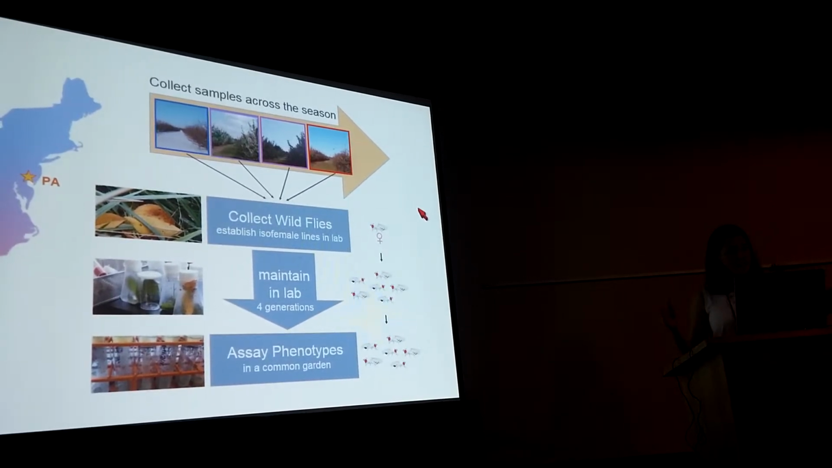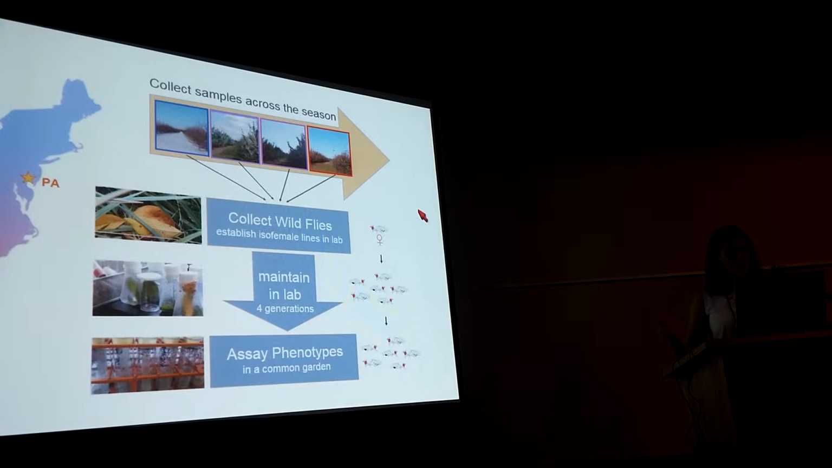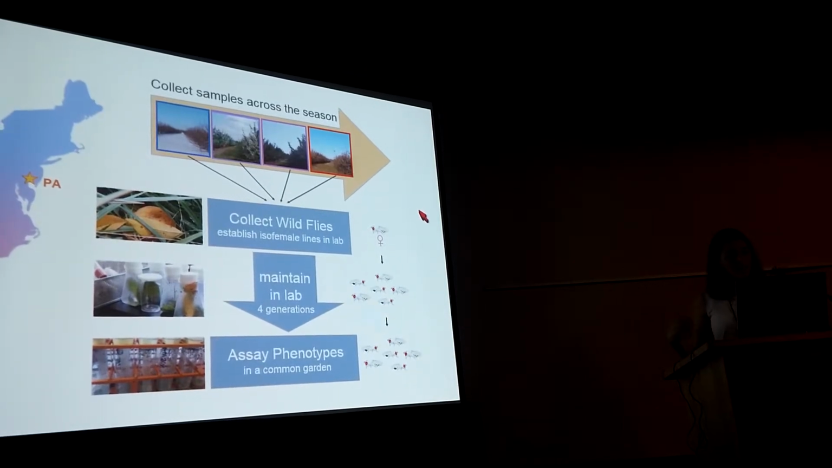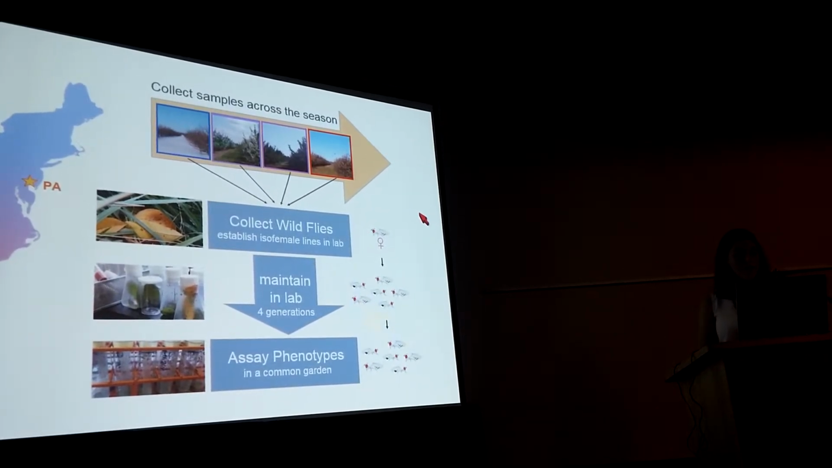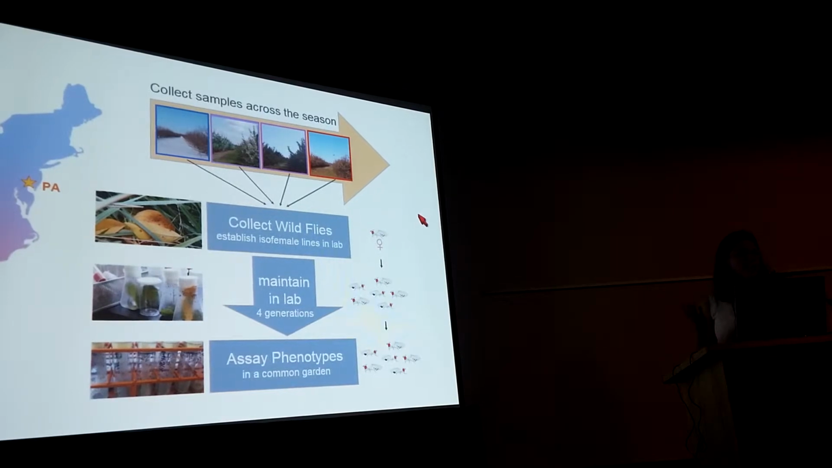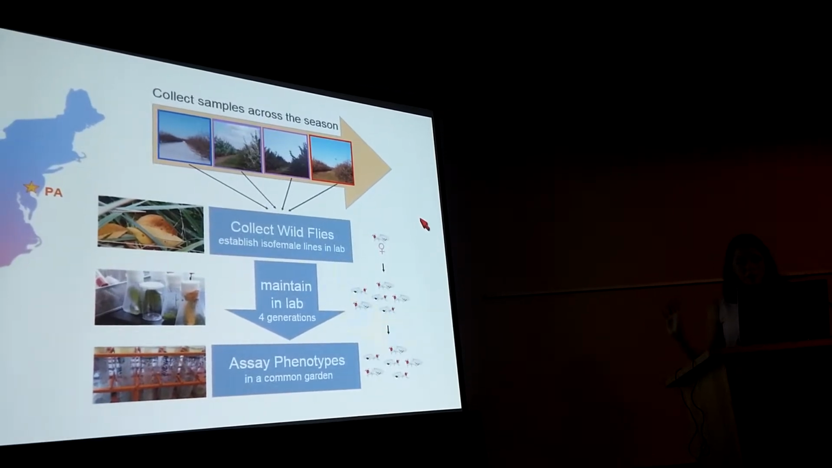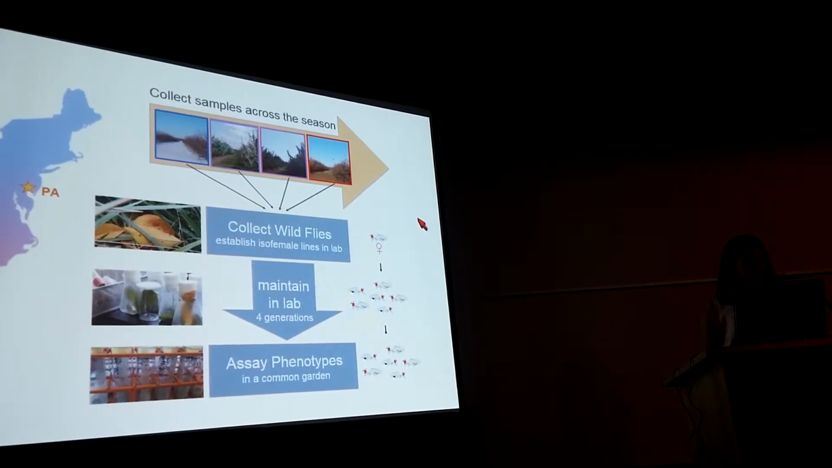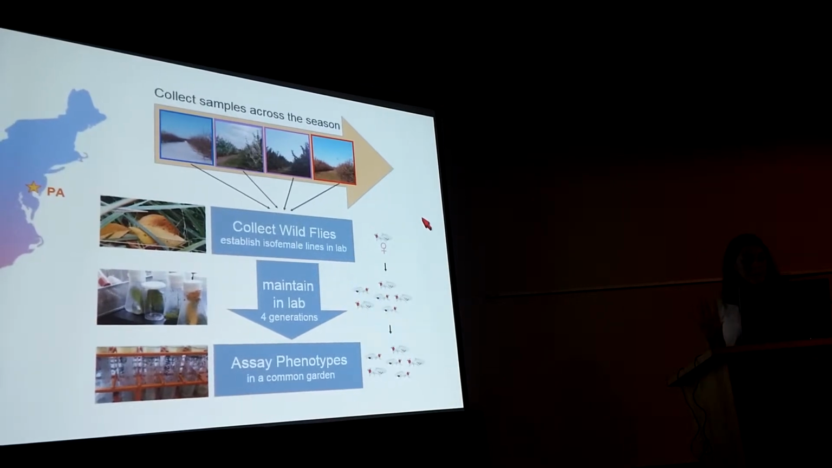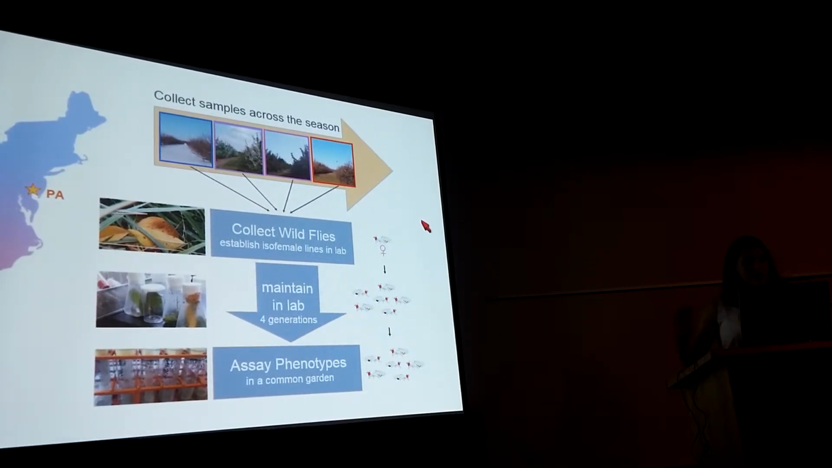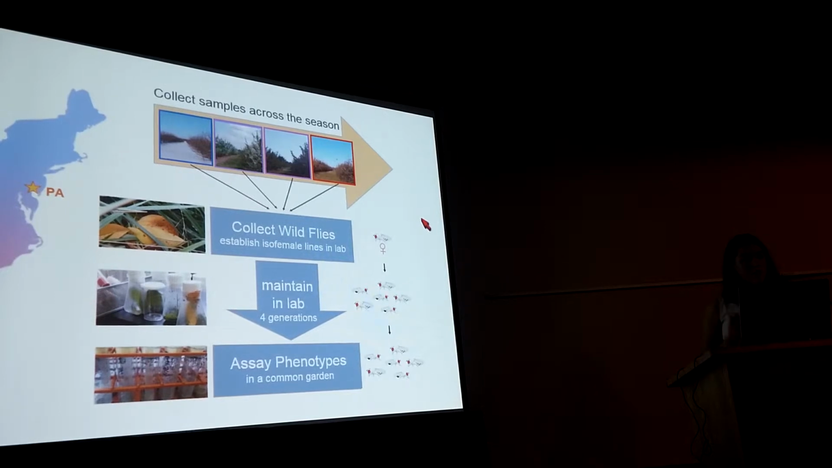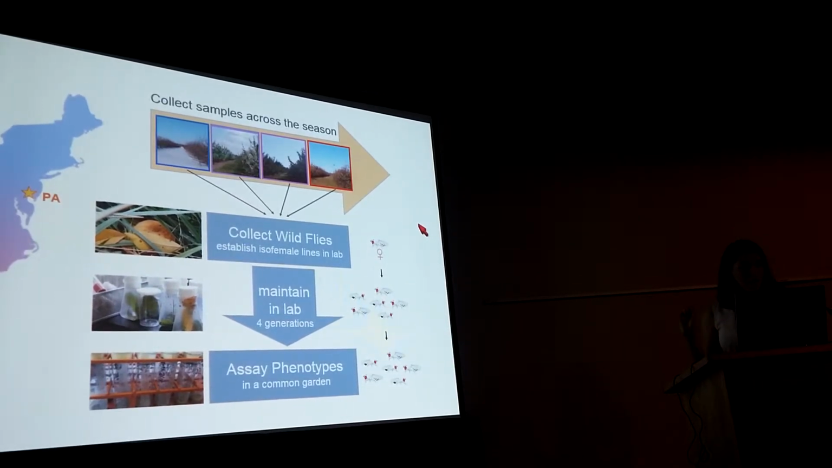So I put one female in each vial and let her lay eggs, and then maintained those lines in the laboratory for 4 generations. By keeping them in this common laboratory environment, we remove any sort of environmental or maternal effects, and therefore when I assayed these phenotypes, it's reflecting just the genetic basis of phenotypic change.